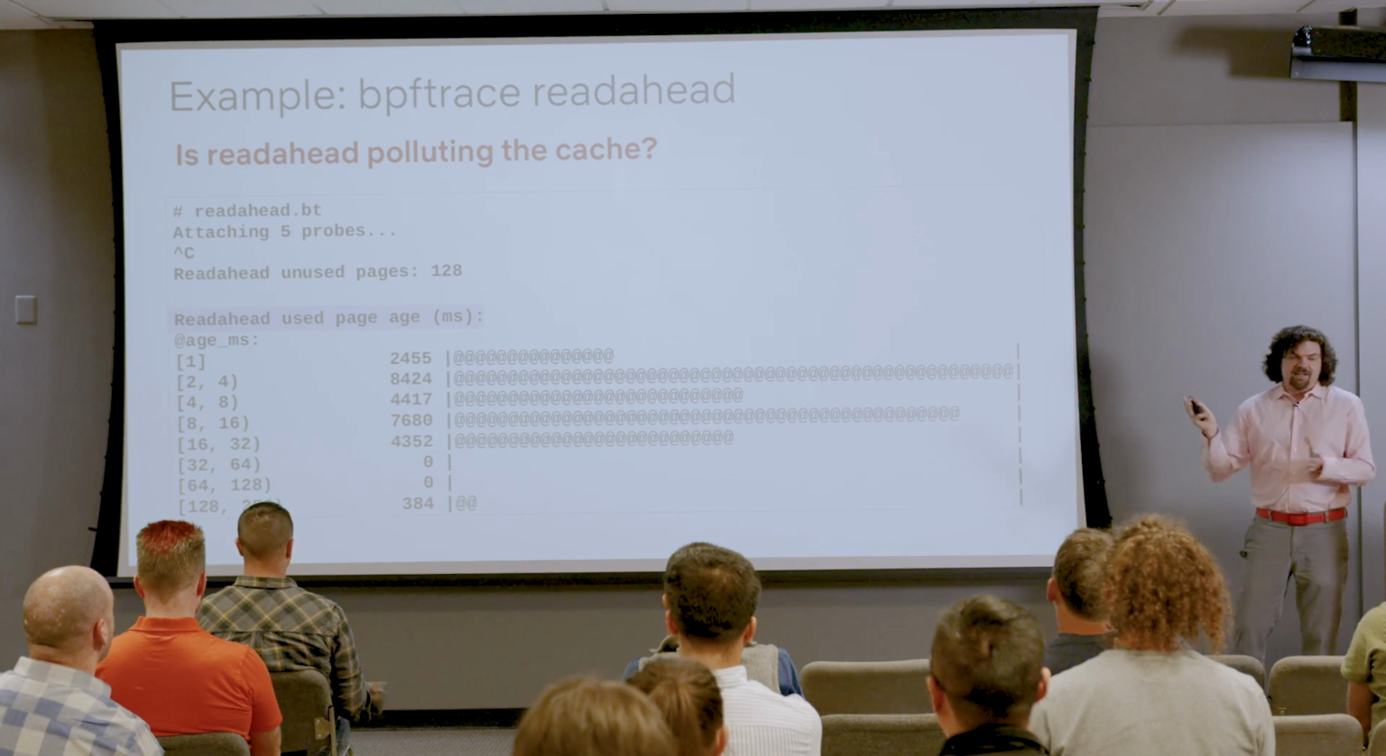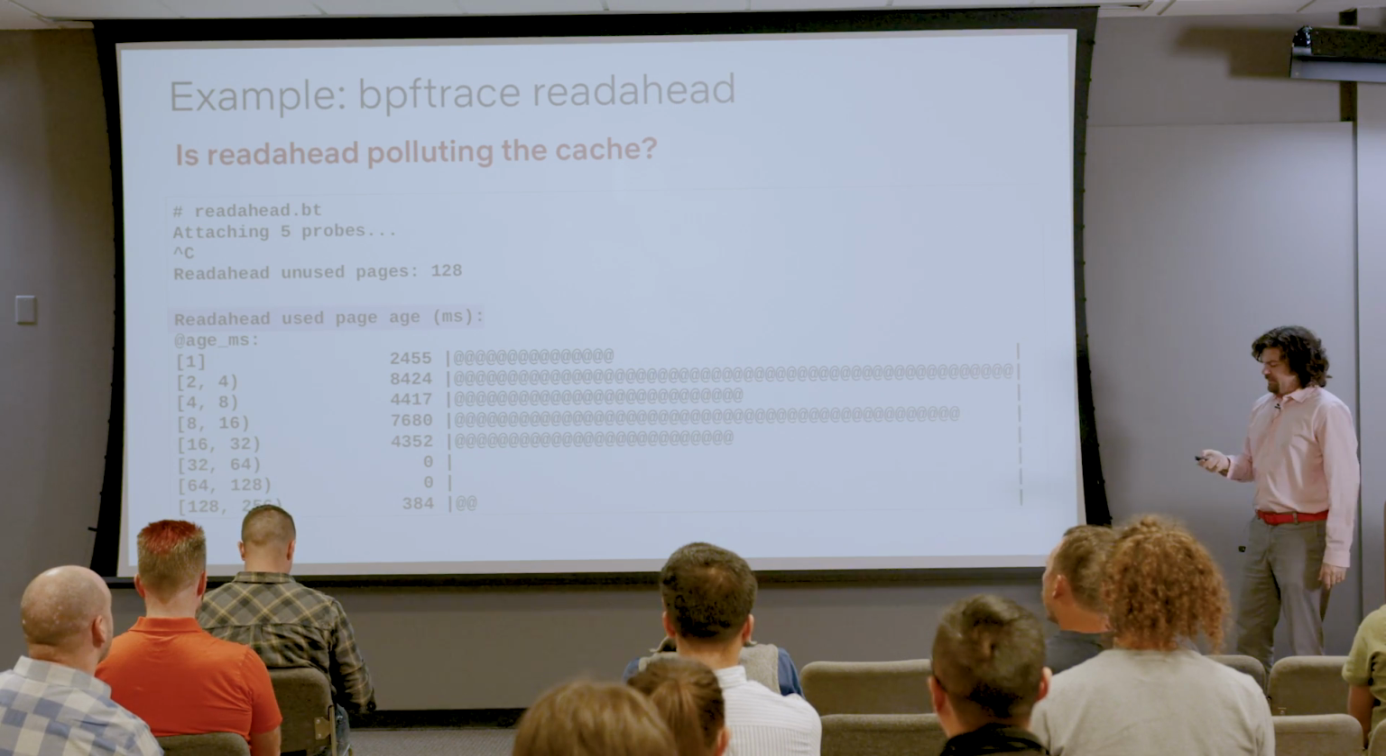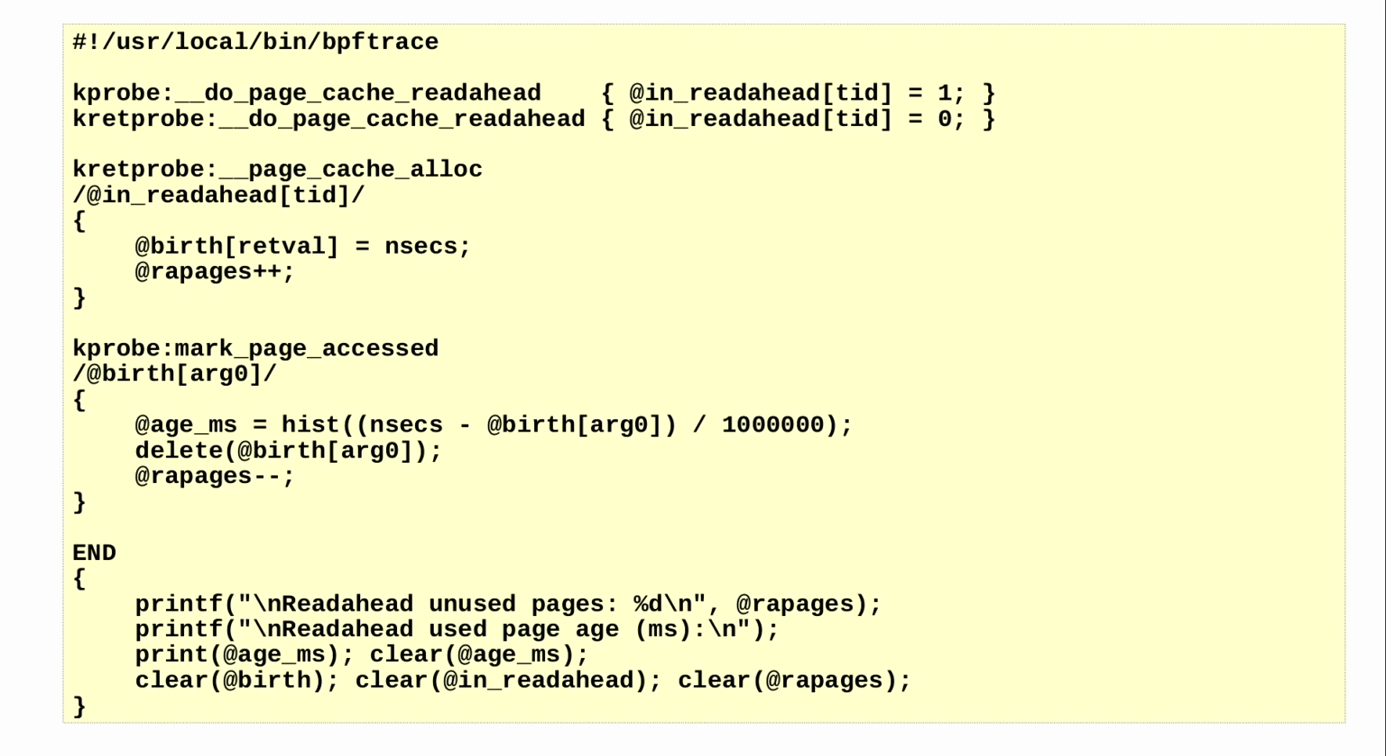So far, this looks like a BCC tool. I can run it. It gives me some text output. What makes bpftrace different is it has a high-level language, and that program can actually fit on a slide. BCC is great for doing these very custom tools, but bpftrace is great for these short tools or one-liners. So I'm instrumenting kernel functions, do page cache read ahead, I'm setting some variables, I'm doing the calculations, and then I print it out. Fits on one slide.